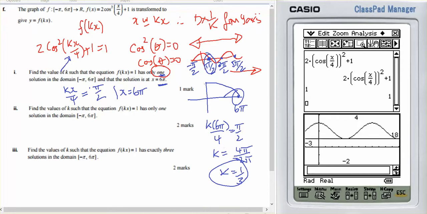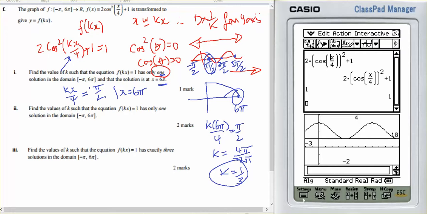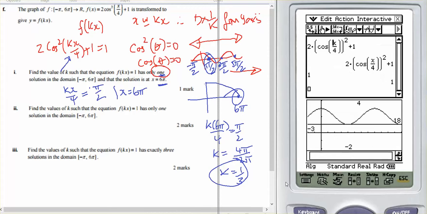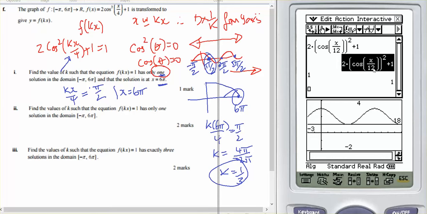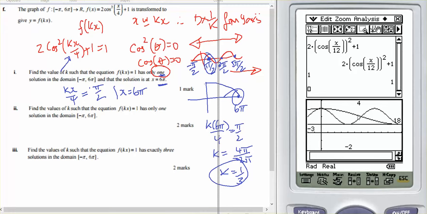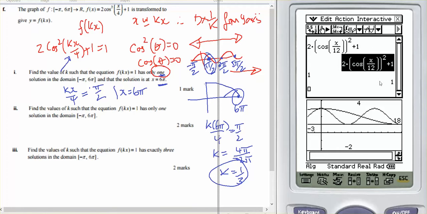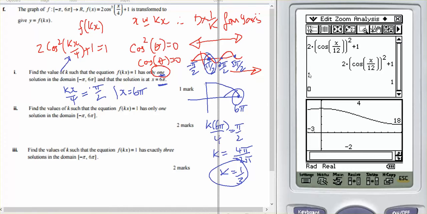So let's just double check that. If k equals 1/3, then this is going to be x on 12, and if I press X and open up a graphing window, and I take this and I drag and drop it, and I take this and I drag and drop it, and I take the 1 and drag and drop it, I get one solution.